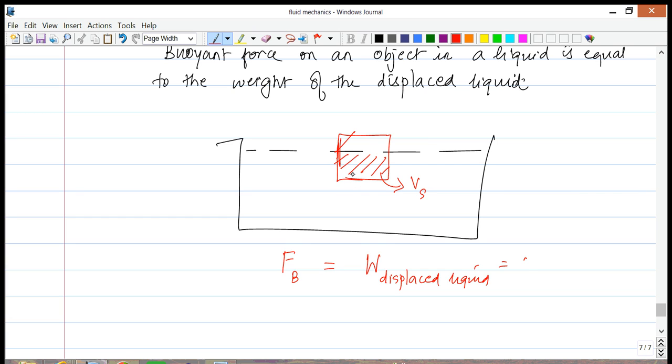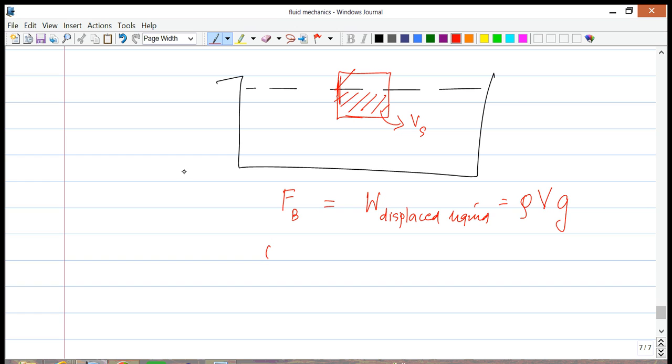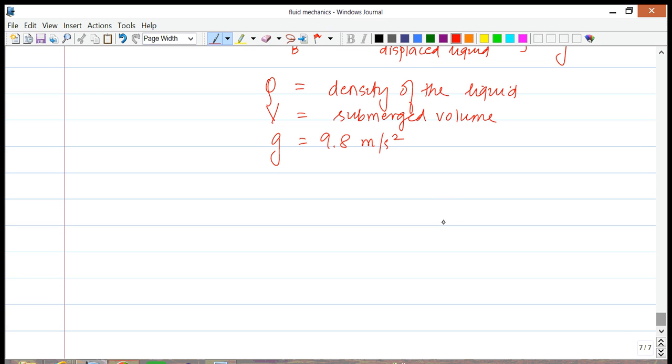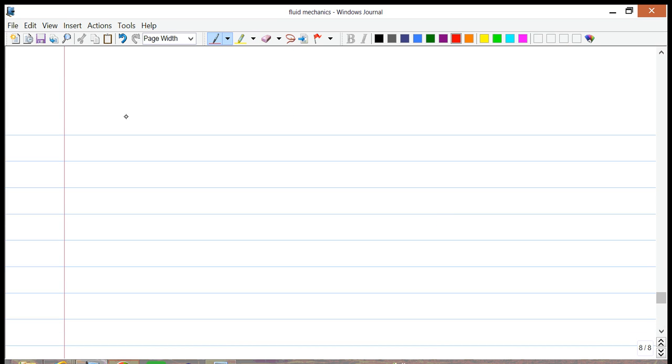So what this says is that the buoyant force is equal to rho times V times g, and we're going to derive this expression shortly. Here I want you to know what rho is. Rho is nothing but the density of the liquid, not of the solid, the density of the liquid. V is the submerged volume, the volume of the submerged part of the object, and g is our good old friend 9.8 meters per second squared, the acceleration due to gravity. So let us derive this expression. It's a beautiful expression, I like it a lot. Let's derive it.